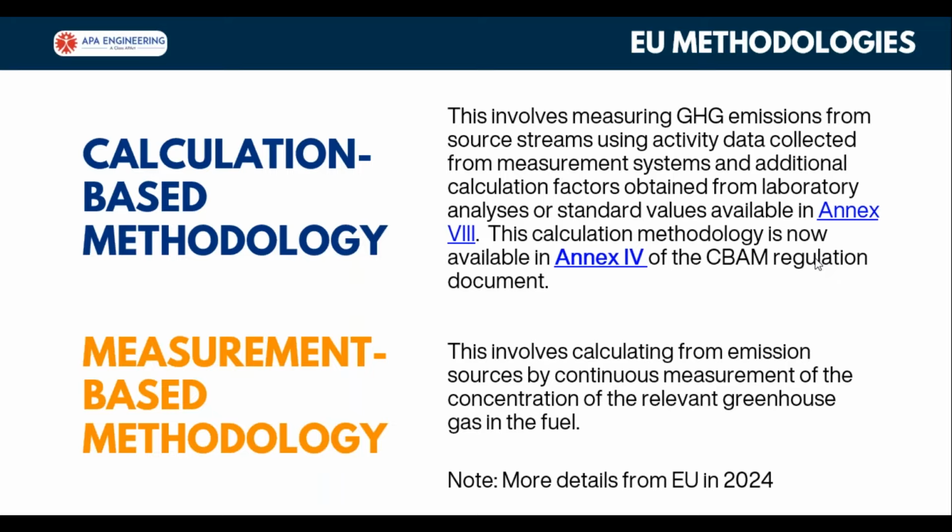So anything related to calculation will involve measuring your greenhouse gas emissions right from the source and using activity data. Activity data is nothing but the volume of goods that you're producing in your manufacturing facility. And sometimes they can also contain additional factors obtained from standard values. They are available in Annex 8. This is mostly related to waste gases. And the other methodology is your measurement-based methodology, which comes from calculating emission sources by continuous measurement of the relevant greenhouse gases in the fuel. There is not much information on the measurement-based methodology, but more details will come from the EU in 2024.